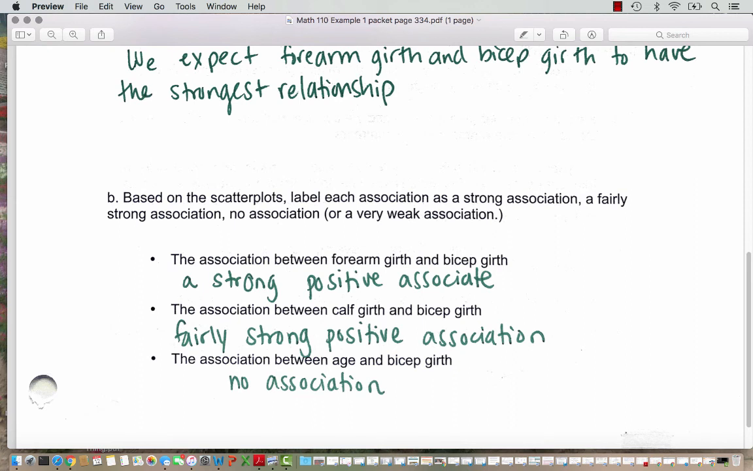The association between calf girth and bicep girth is a fairly strong positive linear association. The points are close to a line, not as close as in the first scatter plot, but the overall trend is linear and we can fit a line through the data. And then the association between age and bicep girth, we expect no association because adults come in different sizes and shapes, so we don't expect that your age influences your body shape.